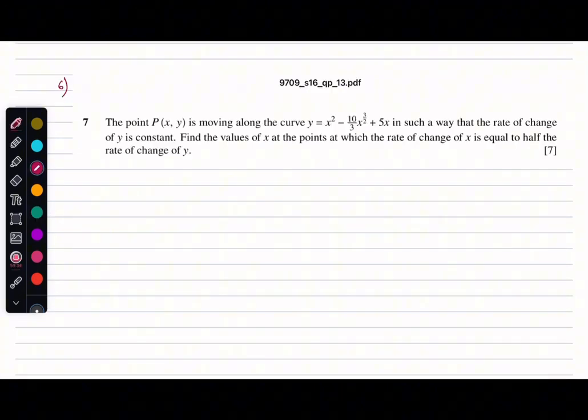The next question is chosen from summer 2016 paper 1 variant 3, and it's question number 7 in the paper for 7 marks. The question says the point P(x, y) is moving along the curve y equals x square minus 10 by 3 x to the power 3 by 2 plus 5x in such a way that the rate of change of y is constant. So the rate of change of y needs to be a constant. And find the values of x.